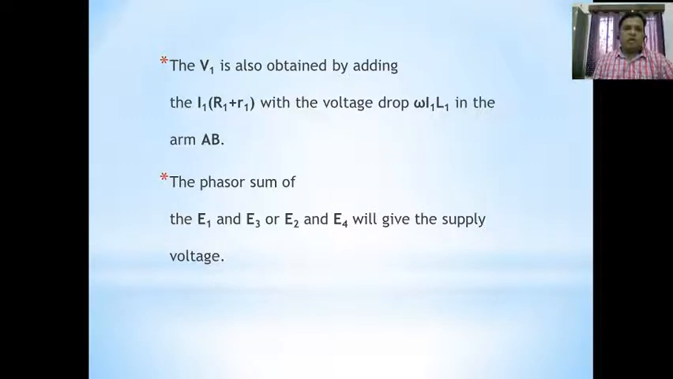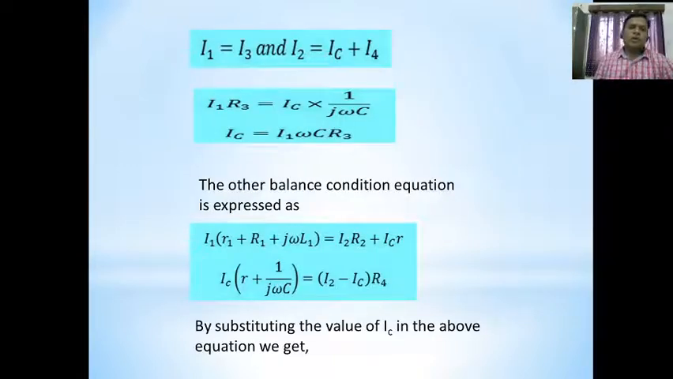In the first arm we can find the voltage, and the phasor sum of E1 and E3, or E2 and E4, will give rise to the supply voltage, because in the balance condition we have this. So in the circuit, I1 is equal to I3 and I2 is equal to IC plus I4. Therefore I1 into R3 is equal to IC into 1 by j omega C. So IC is equal to I1 into omega C R3.